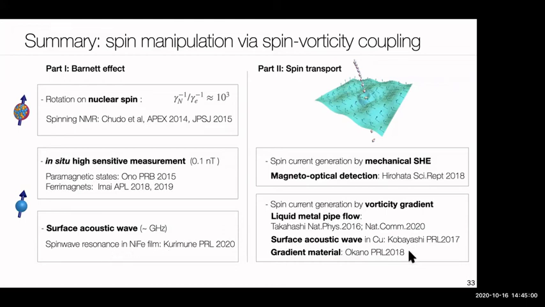And in the second part, I showed you the spin transport driven by the mechanical spin Hall effect, which is detected by the magneto-optical detection method, and also the spin current generation by using the vorticity gradient in the liquid metal flow and the surface acoustic wave, and also the non-moving material of the gradient material. Okay, thanks so much for your attention.